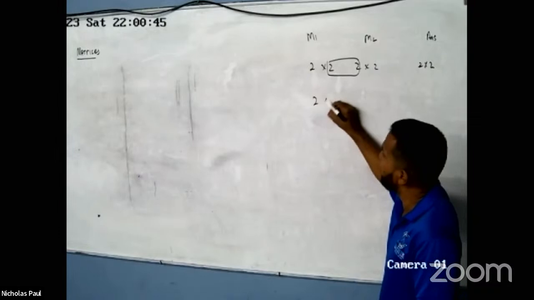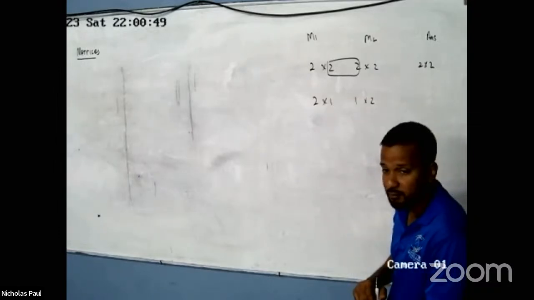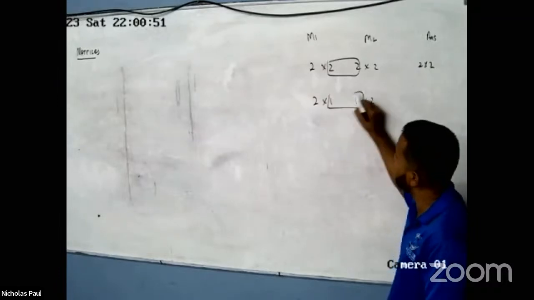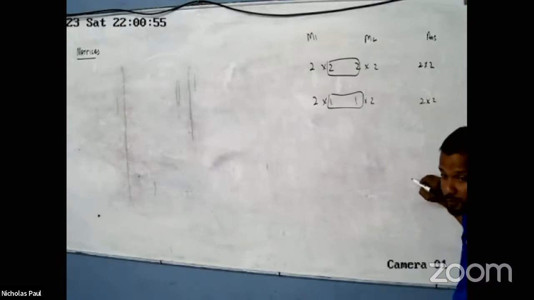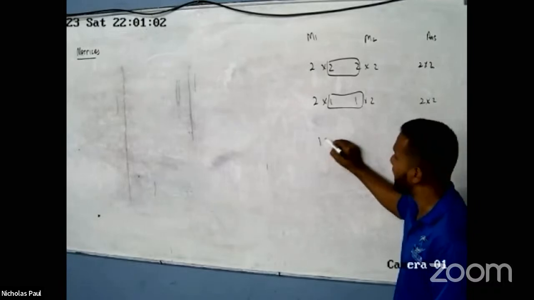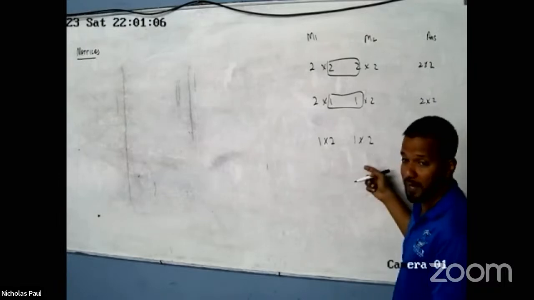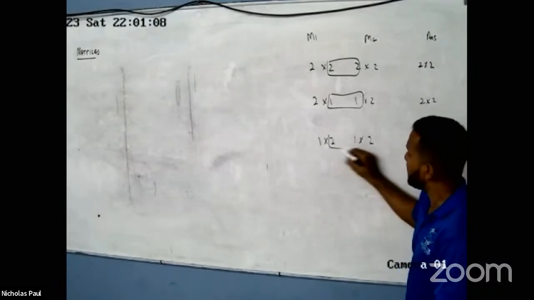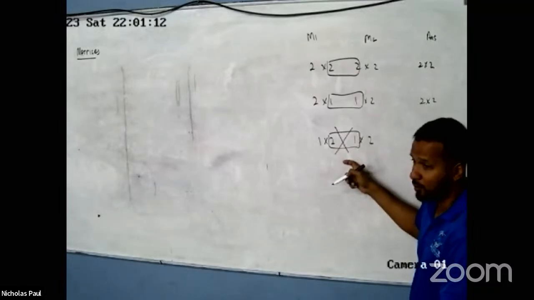Suppose I gave you a 2 by 1 by a 1 by 2. Can you multiply that? Yes, because these two values here are the same. And the answer is a 2 by 2. Suppose I gave you two matrices that are exactly the same size, a 1 by 2 and a 1 by 2. Can you multiply these two? No, because these values are not the same. So they are not conformable.